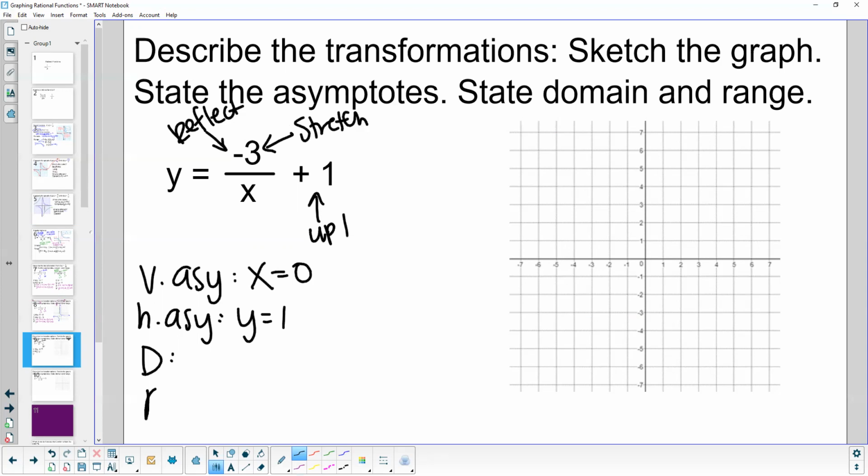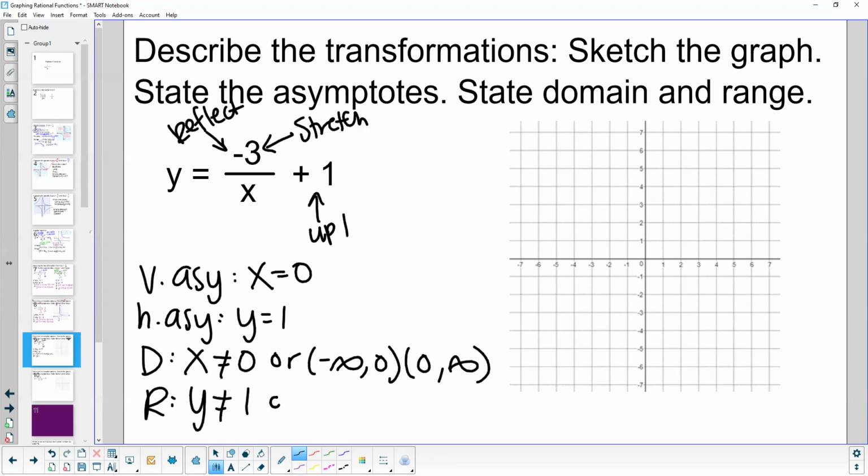Then we can find our domain and our range from there. So as we find our domain, that's going to be anything except 0, or -infinity to 0 and 0 to infinity. Our range is going to be y can't be 1, or it's going to go -infinity to 1 and 1 to infinity. Either of those 2 methods will work out fantastic.